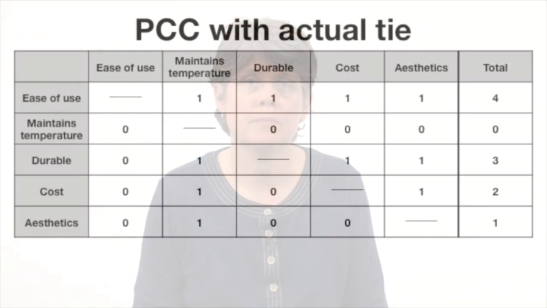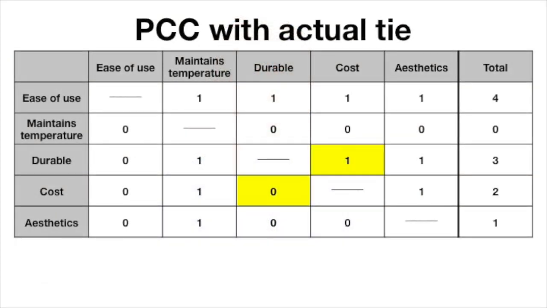The fourth problem that your team may encounter is an actual tie. This situation might occur when you've talked with your users and your client, and they emphasize over and over again that 2 objectives really are of equal importance. So it is okay for a team in one situation to allow an actual tie when constructing their PCC. In this case, you convert the 0 and 1 to a half and a half. So when you look at the table, you'll see ease of use is 4, durability and cost each is 2.5, aesthetics is 1, and maintained temperature is 0.